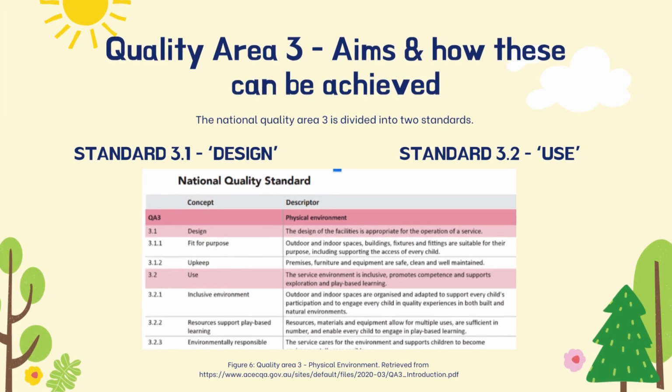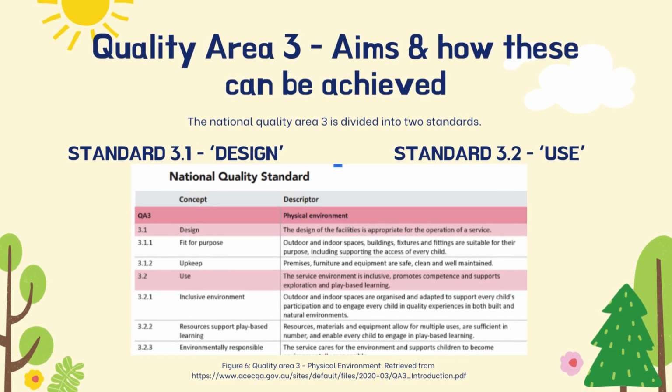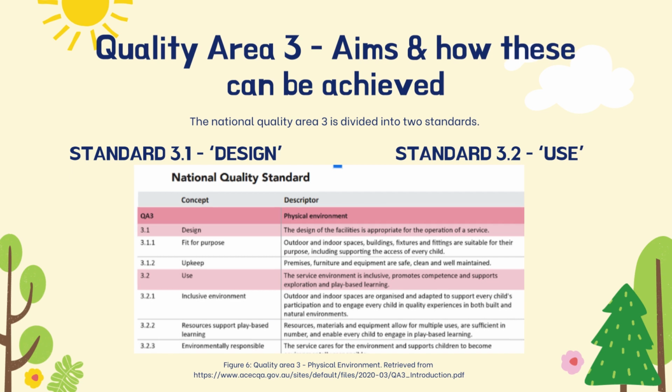Quality Area 3 is divided into 2 standards, design and use. As you can see in the table, the standards and elements highlight the aims of this area. The first standard, 3.1, is the design aspect of the environment. This standard is about the physical facilities of the service, including its design and location. It includes the amount, arrangement, and use of indoor and outdoor spaces.